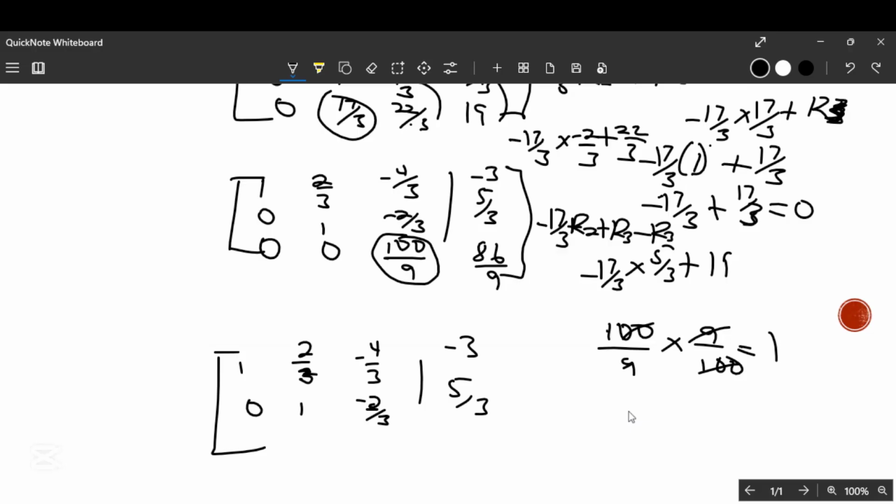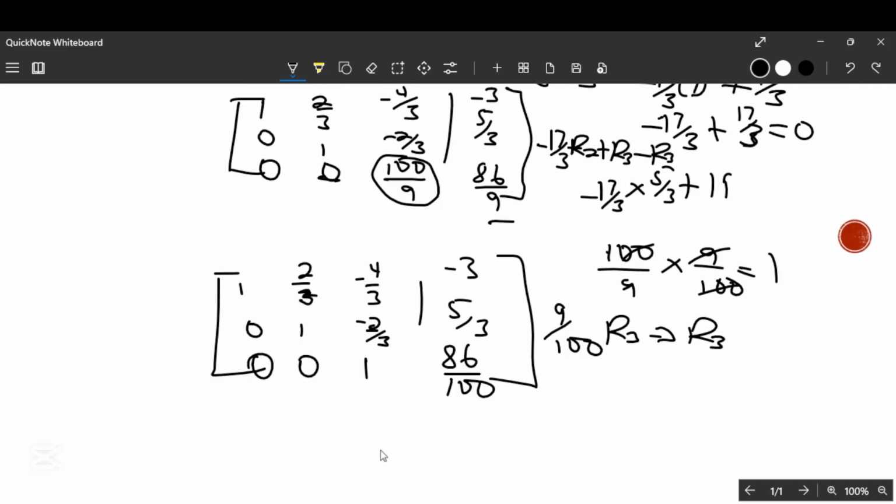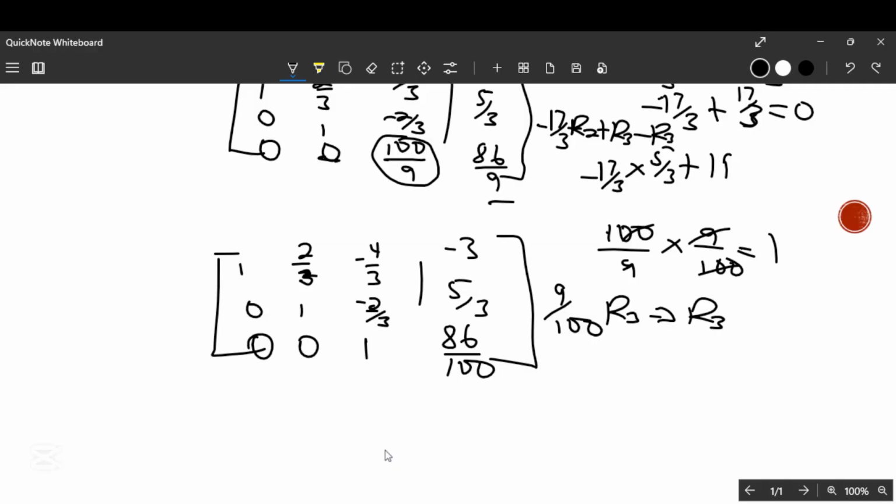Now let's perform the operations. So 9 on 100 of all the row 3 elements, and the result sent to row 3, because that's where our target element is. So 9 on 100 times 0 gives us 0. 9 on 100 times 0 here gives us 0. 9 on 100 times 100 on 9 gives us 1. 9 on 100 times 86 on 9 gives us 86 on 100. Great. So we have our augmented matrix in a row echelon form.